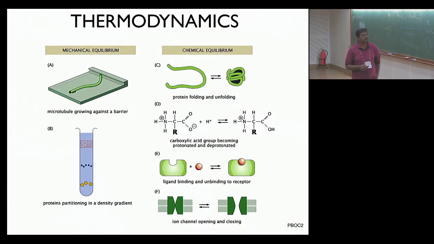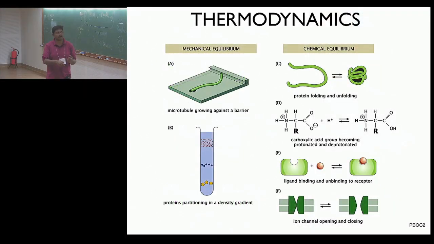Examples from the living world. If you have a microtubule which is growing and pushing against a barrier, at each point of time you have a mechanical force balance. There's a force exerted by the membrane, there's a force exerted by the microtubule, and that's why you have a balance. And that's the calculation that we did. Or you have a bunch of molecules which have different weights and they settle down under gravity, therefore there's a partitioning. So there is gravity which is doing the mechanical equilibrium part.